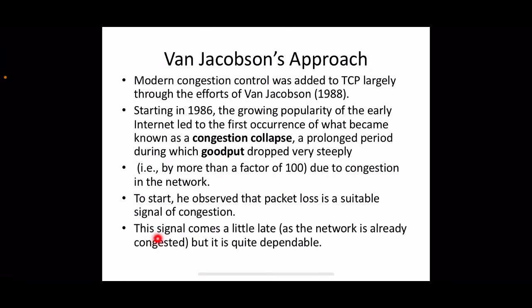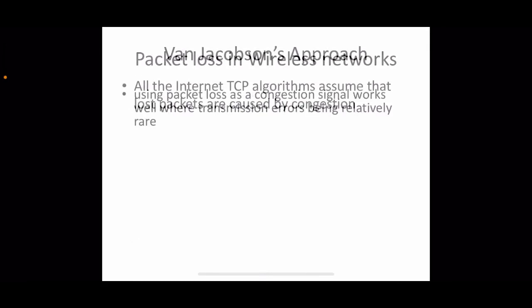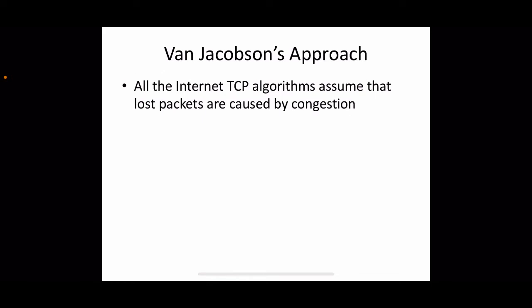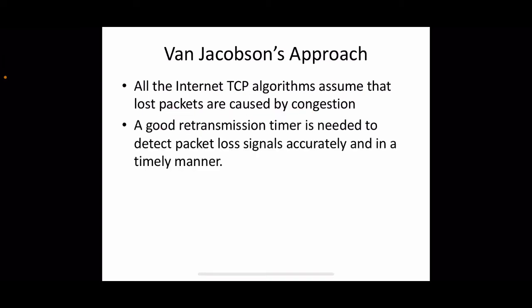This signal, packet loss, comes a little late. Definitely after congestion only this packet loss will happen, right? So it is a bit late to understand that there is congestion. Only after packet loss we will understand there is congestion. Anyway, it's a very good signal to get information about congestion. And the approach by Van Jacobson is that all the internet TCP algorithms assume that lost packets are caused by congestion alone. A good retransmission timer is needed to detect packet loss signals accurately and in a timely manner.